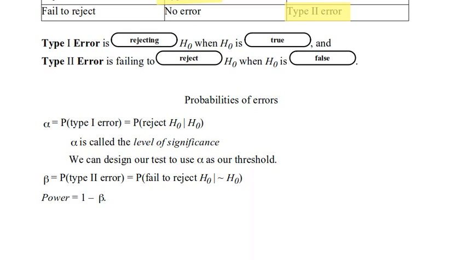So just a quick reminder of the way we write probabilities. If I write h sub 0, I'm saying that it's true. Notice that later on, when we're talking about the probability of a type 2 error, we'll put a tilde in front of the h sub 0 to say that the null hypothesis is false. So in this first case, alpha, just to summarize, is the probability of a type 1 error. That is the probability that we reject the null hypothesis given that it's true. Alpha is called the level of significance, and we design our test to use alpha as that threshold to decide when we either reject or fail to reject the null hypothesis.